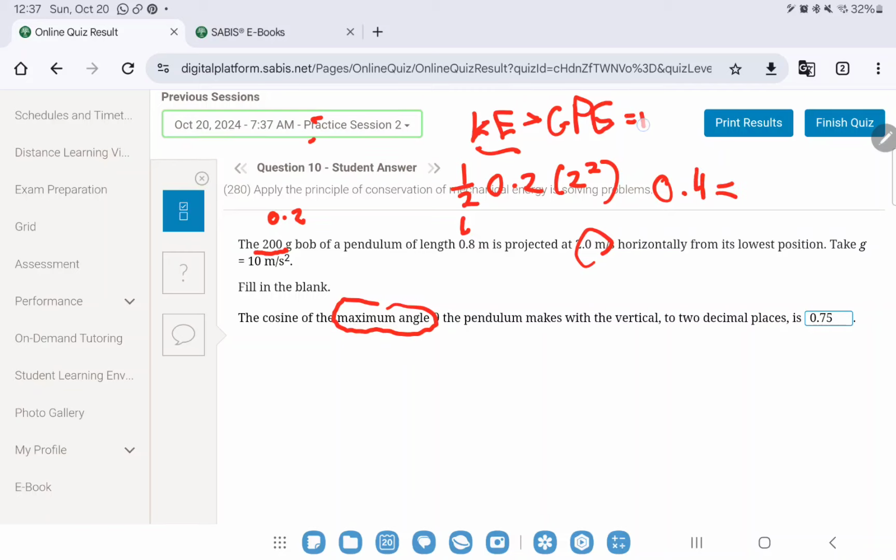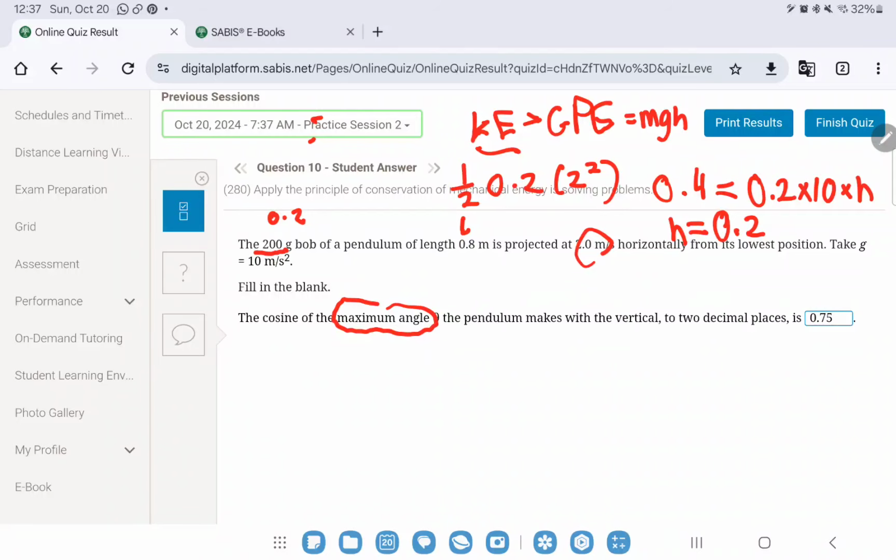Let's write GPE equals mgh. So our mass is 0.2, our g is 10, and our h is what we need to find. So now when we do this, h equals 0.4 divided by 0.2 times 10. Our h is 0.2. So now that we have our h, we have to use one formula to find the cosine of the maximum angle.